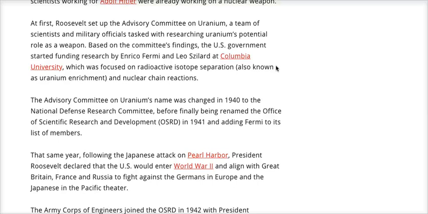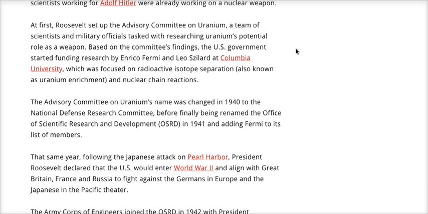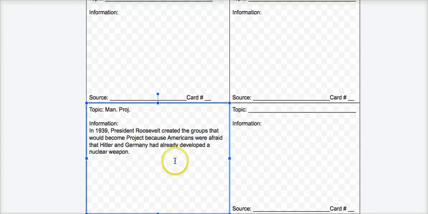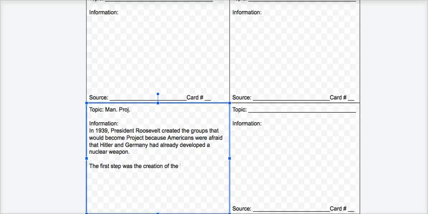Okay, so I'm going to probably summarize this. I don't think I'm going to paraphrase all of it because it's full of a lot of detail that, while important, probably won't help me prove my thesis. So I'm going to say on my card, I'm going to say the first step was the creation of the, what do we call it, Advisory Committee on Uranium.